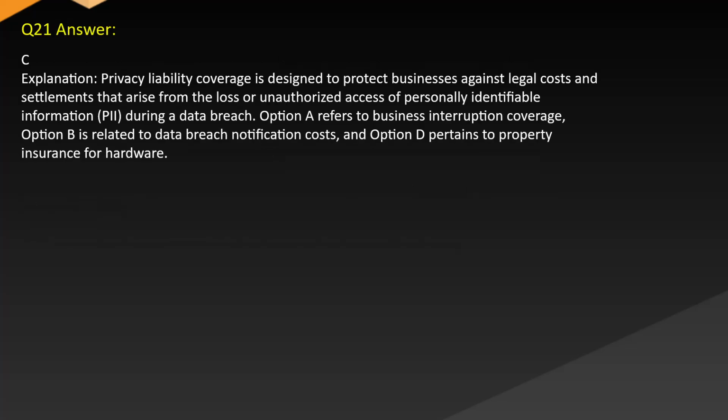Answer: C. Explanation. Privacy liability coverage is designed to protect businesses against legal costs and settlements that arise from the loss or unauthorized access of personally identifiable information, PII, during a data breach. Option A refers to business interruption coverage. Option B is related to data breach notification costs, and option D pertains to property insurance for hardware.